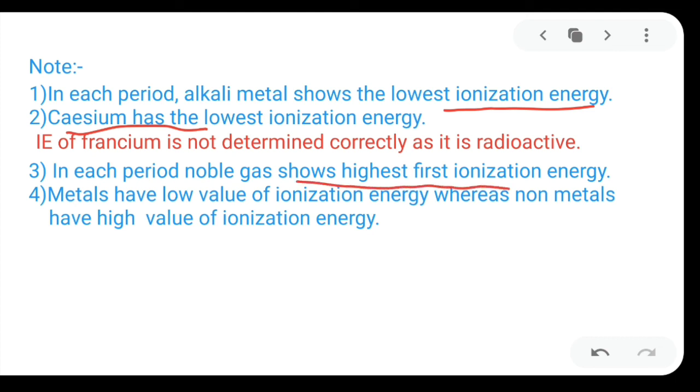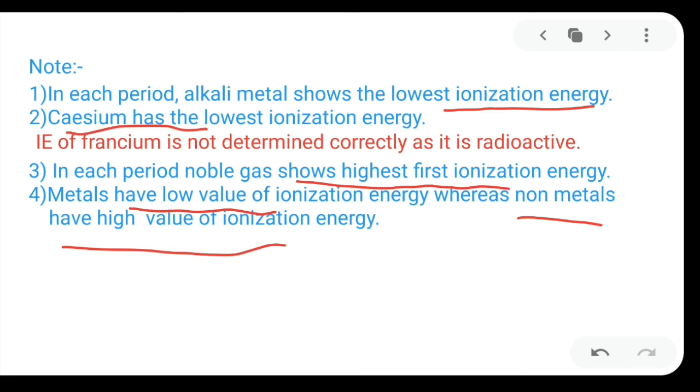Another important point is that metals have a low value of ionization energy, whereas non-metals have a high value of ionization energy, because the size of metals is larger. Metals have a low value because a metal has a greater size. So the greater the size, the lesser the ionization energy. Hence, the ionization energy of a metal is lower than that of a non-metal. Is it clear, children? I hope all of you understand the topic very well.